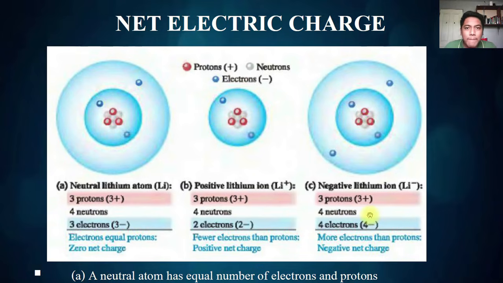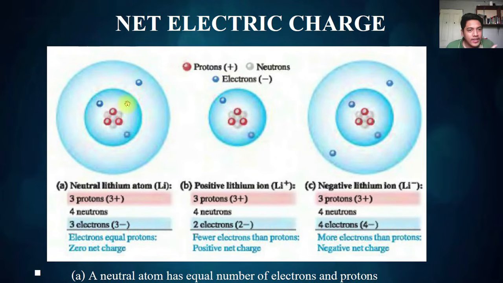Okay? So for example, we have a lithium atom. The atomic number of lithium, if I'm not mistaken, is 3. As you can see here in the atomic model of the lithium atom, inside the nucleus, represented by this, there are 3 protons, which are red, and there are 4 neutrons. So we call this a neutral lithium atom.